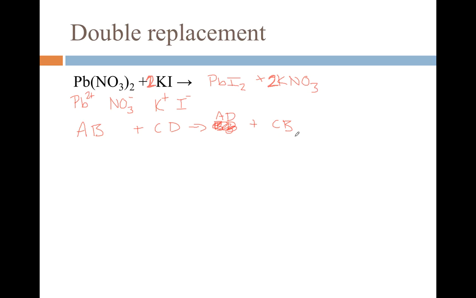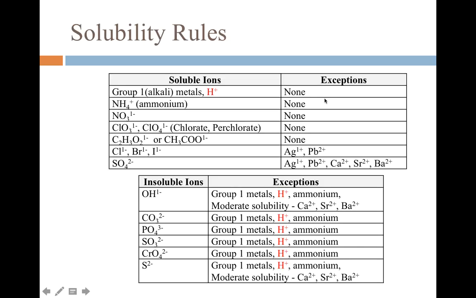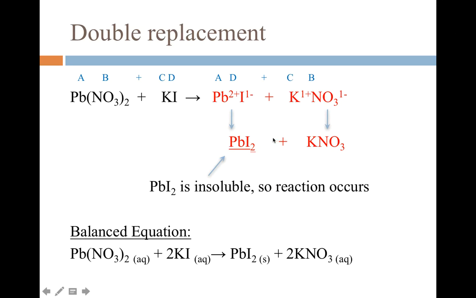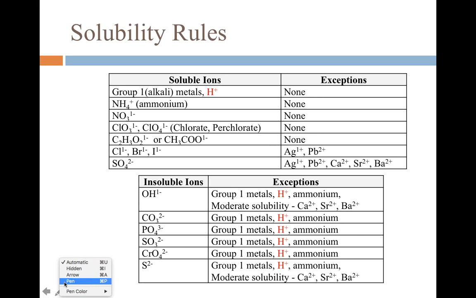For our states of matter, we are going to use our solubility rules. Of course, my 2 reactants have to be aqueous so that the ions are free to flow and able to react. We use our solubility rules to determine if either of these 2 products is a solid. Remember, if it is soluble, then it will be aqueous. If it is insoluble, then it will be a solid. So we're going to look at our solubility rules for PbI2 and KNO3.